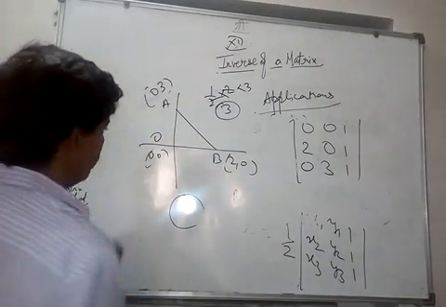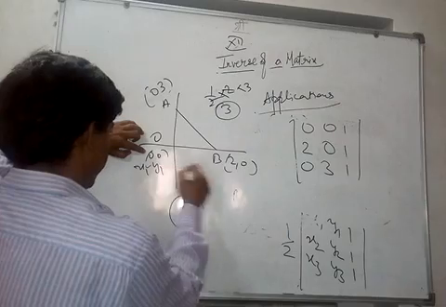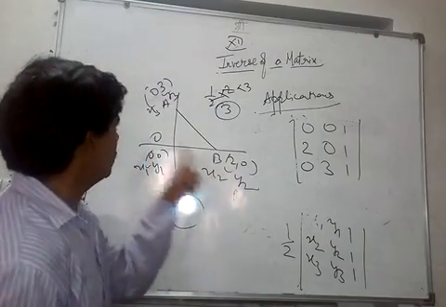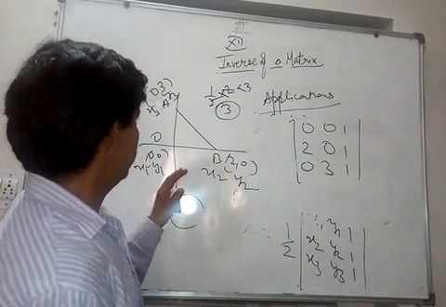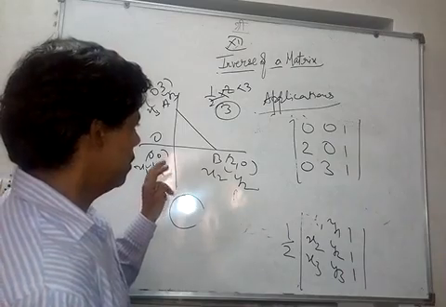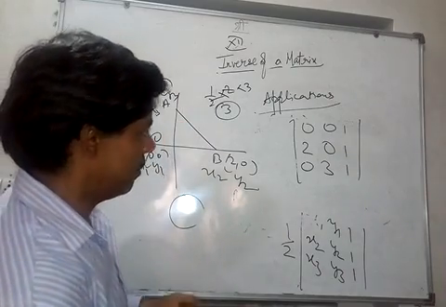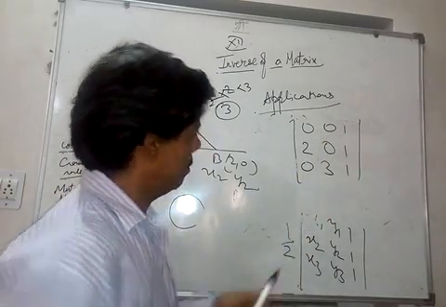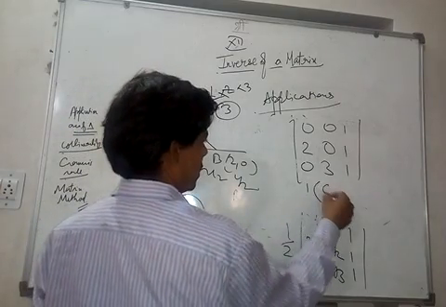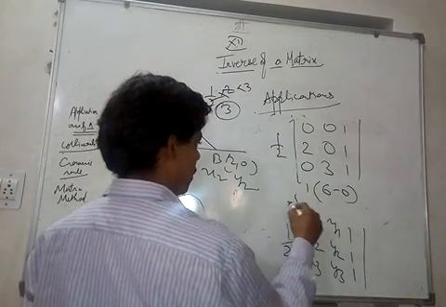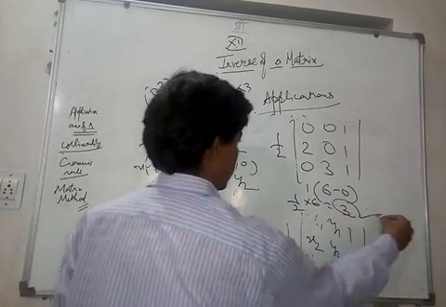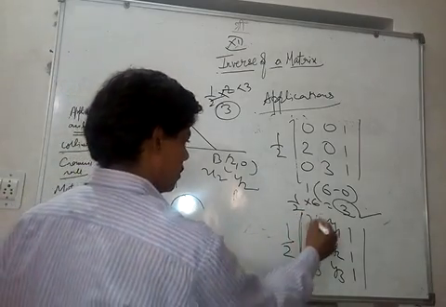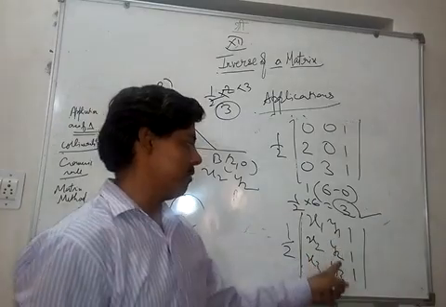Let me check it one more time. The points are x1, y1, x2, y2, x3, y3. So first we write x1, x2, x3, which is 0, 2, 3. Then we write 0, 0, 3, and then 1, 1, 1. Expanding along the first row, we get 6 minus 0, and there is a half here. So half into 6 is 3 square units. So this is correct. So just learn the formula: half into the determinant of x1, x2, x3, y1, y2, y3, 1, 1, 1.